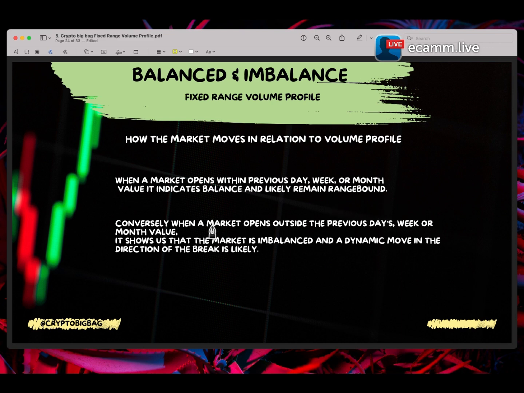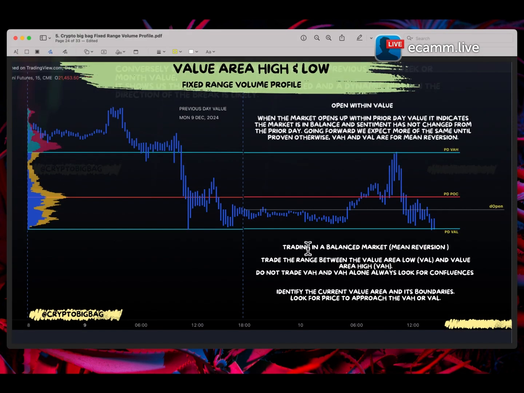I'm going to show you a couple of examples. Conversely, when the market opens outside the previous day's, week's, or month's value, it shows that the market is in imbalance, and it's likely going to continue. I explained this before. You can see the daily open. Consolidation goes to the value area high. The market opens inside the previous profile, the daily open of a new day.